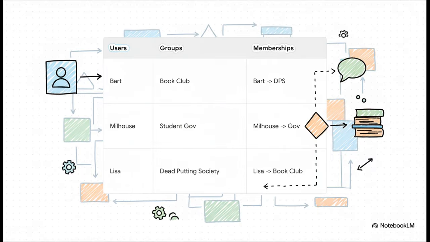And this is kind of what that chaos looks like. You've got a list of users over here, a list of groups over there, and some vague list of who's a member of what. But how are they really connected? What does gov even mean? Is that student government? We don't know. How would you find all the groups Lisa is in without scanning the whole list? It's clunky, it's slow, and it's just begging for mistakes.